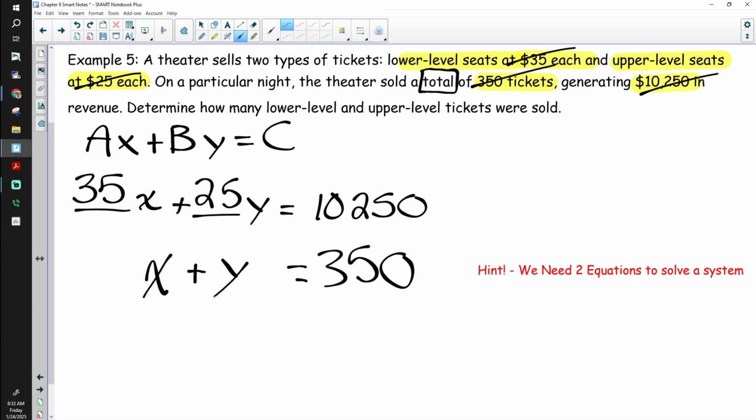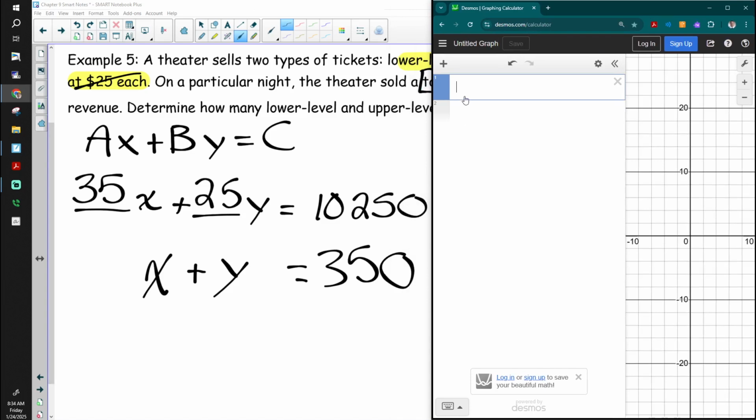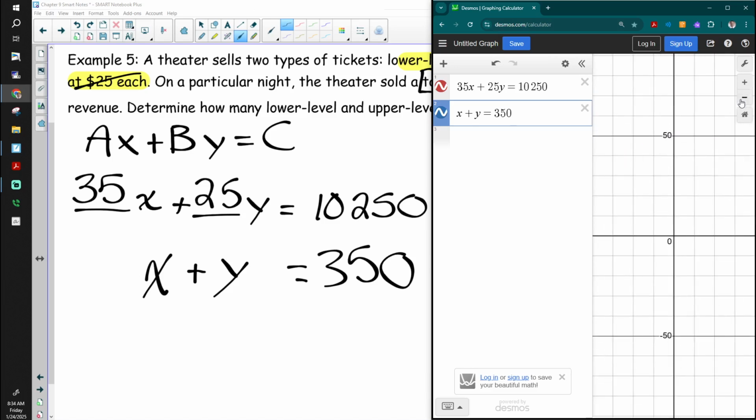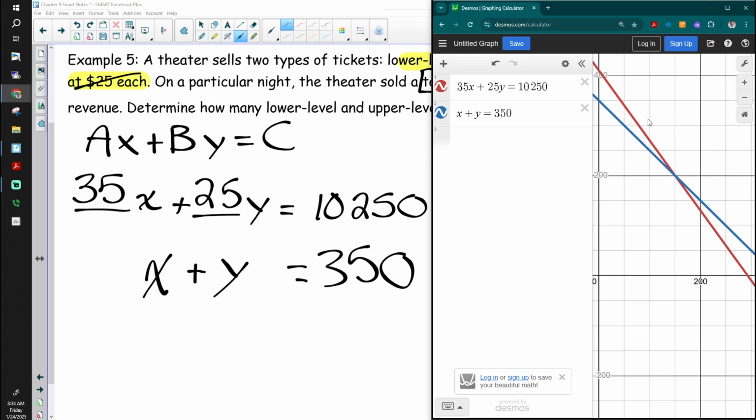So now that we're here, we can easily find our answer, and this is why Desmos is so important to this topic. If I pull up Desmos, and I type these in, I can use a graph to determine where they intersect. 35x plus 25y equals 10,250. X plus y equals 350. Again, I know we love to say like, oh, Mr. Tokar, I don't have anything. We'll always try to zoom out. There it is. Here's the system of equations.